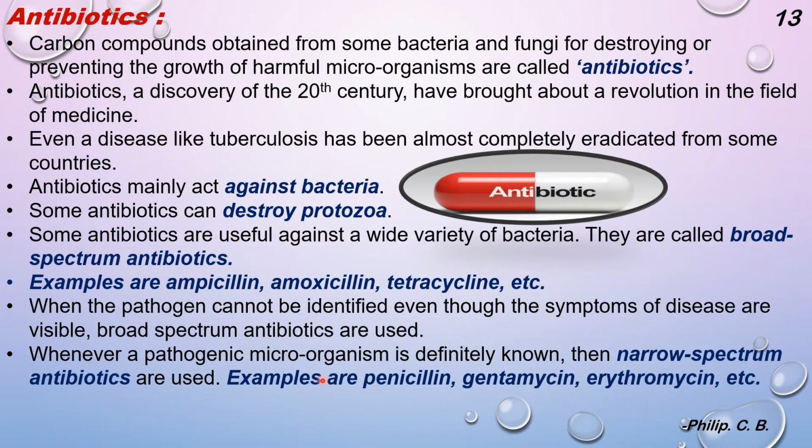Whenever a pathogenic microorganism is definitely known, then narrow spectrum antibiotics are used. Examples: penicillin, gentamicin, erythromycin. What does that mean? When we know what the infection is and the cause of the infection, then we can give the particular antibiotic for the particular species or infection, so it can be cured. So when we know the type of infection and we are using the particular type of medicine, that is narrow spectrum antibiotics.